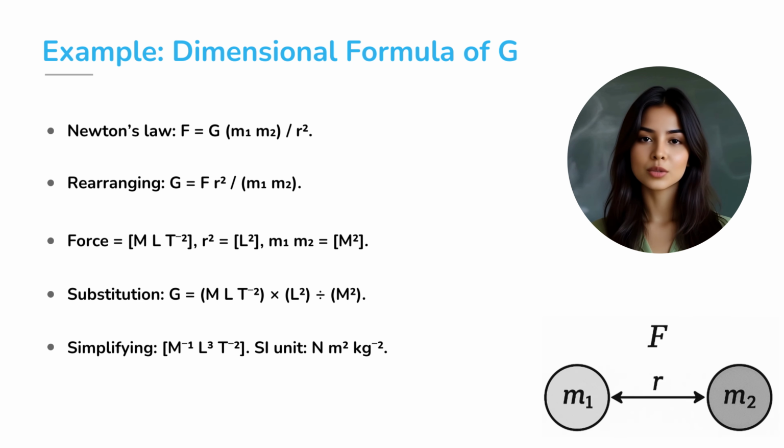Thus, the dimensional formula of G is L cubed, m to the power minus 1, t to the power minus 2. The SI unit is Newton meter squared per kilogram squared. As you can see in the diagram, two masses separated by distance r attract each other with a force F, and G is the constant that sets the strength of this universal attraction.